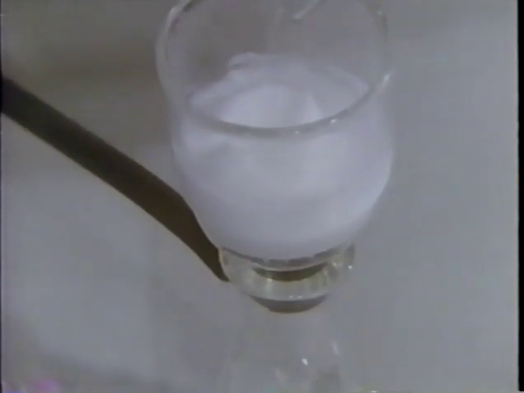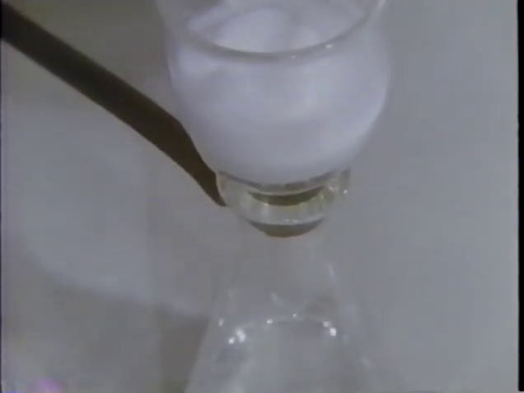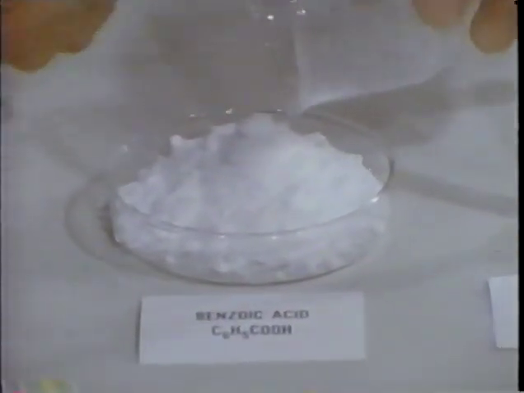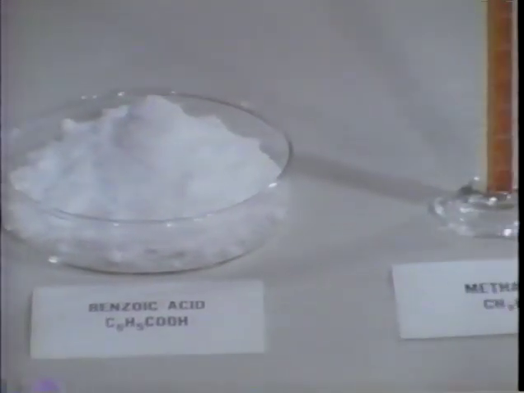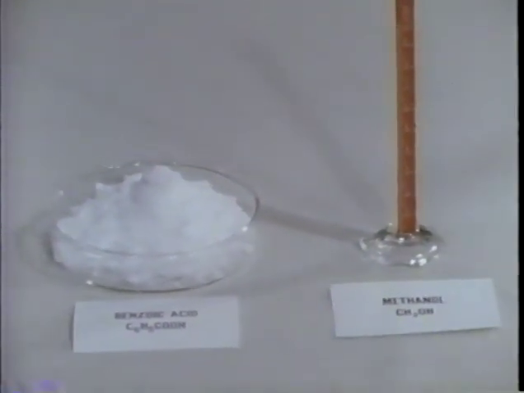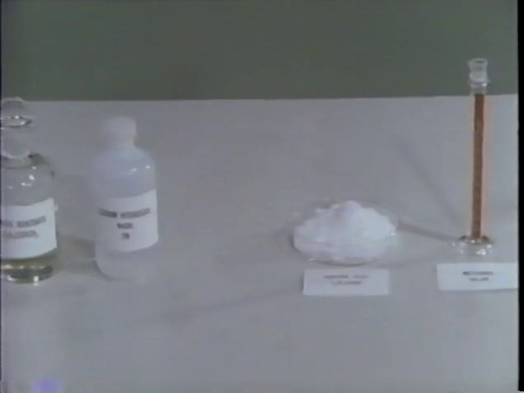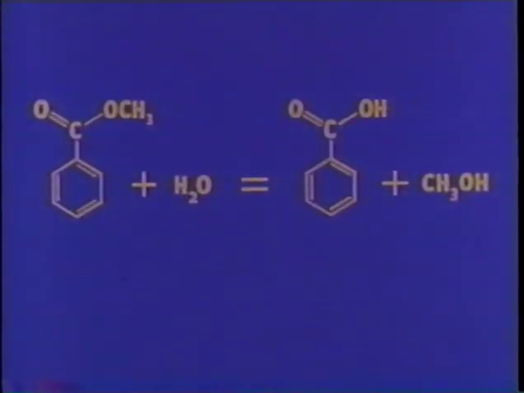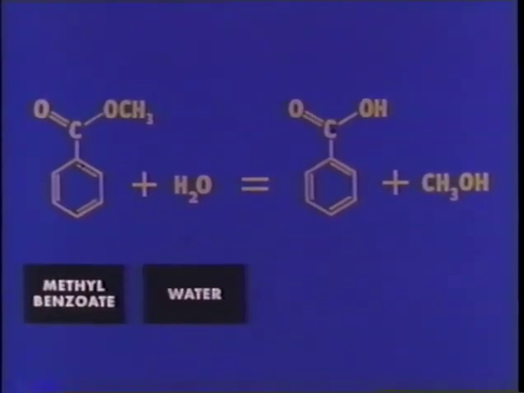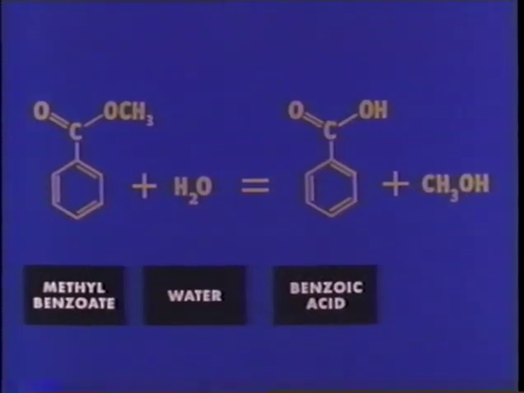The benzoic acid is filtered from the solution. We wash the benzoic acid to free it from excess solution, then dry it. Quantitative measurements of the dry benzoic acid and the methanol show that 1 mole of benzoic acid and 1 mole of methanol are formed when 1 mole of methylbenzoate reacts. Hydroxide ion was a catalyst. The net reaction then is methylbenzoate plus water gives benzoic acid plus methanol.